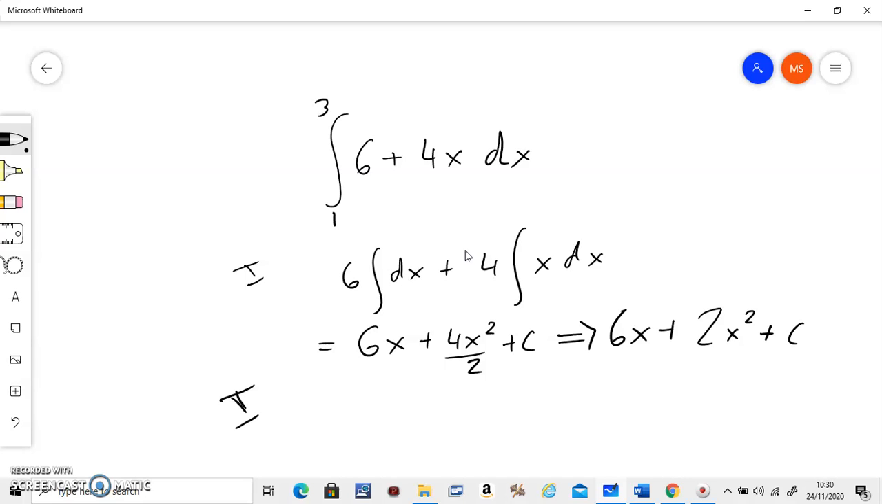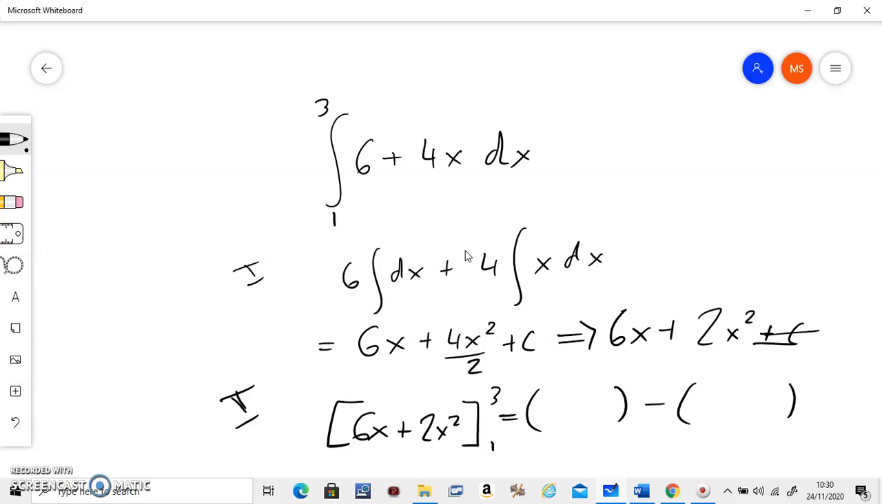And then you have to do one more step because it's a definite integral. You get rid of the c, put the answer in the bracket, and say from 1 to 3 because that was your original problem. Now make two brackets. In the first bracket, in place of x, plug in 3. You get 6 times 3 plus 2 times 3 squared. In the second bracket, replace the 1.